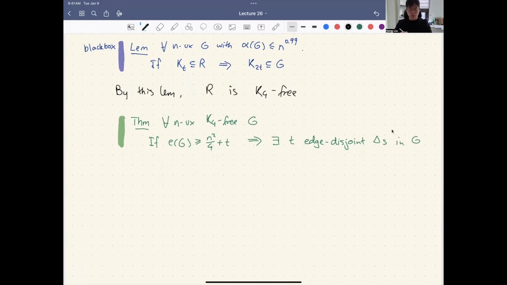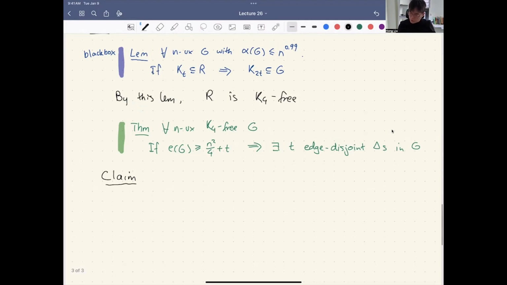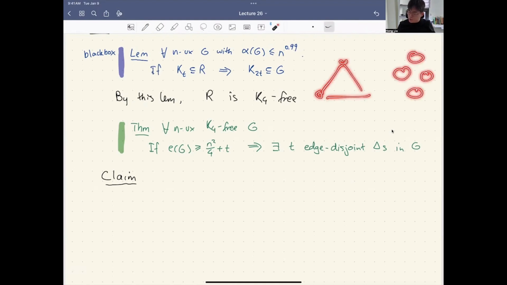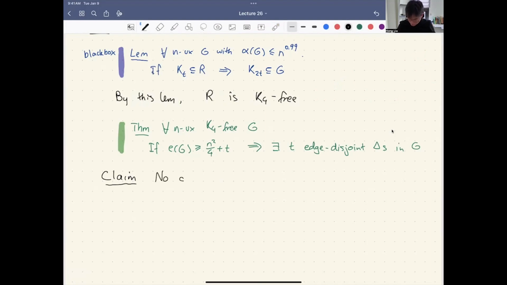So after using these two black boxes, we can now finish the proof. The key claim is that there is no triangle in the reduced graph. So remember this reduced graph, where the vertices correspond to clusters, these parts in the regular partition, and it naturally comes with weight, which indicates the density of the corresponding cluster. Now I want to claim that there's no heavy, let's say, chubby triangle.